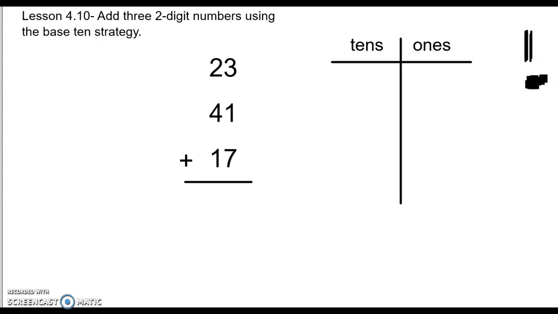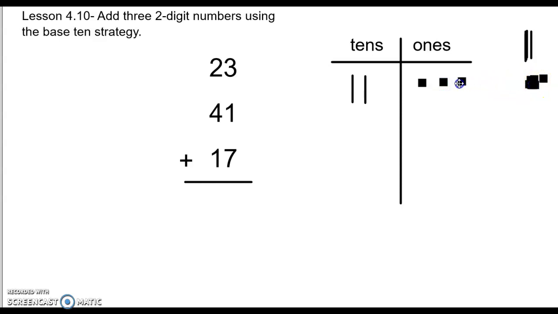Today we are going to work on lesson 4.10, adding three two-digit numbers using the base 10 strategy. To begin, we have to quick draw our three two-digit numbers. First, we will start with 23. 23 has two tens and three ones.